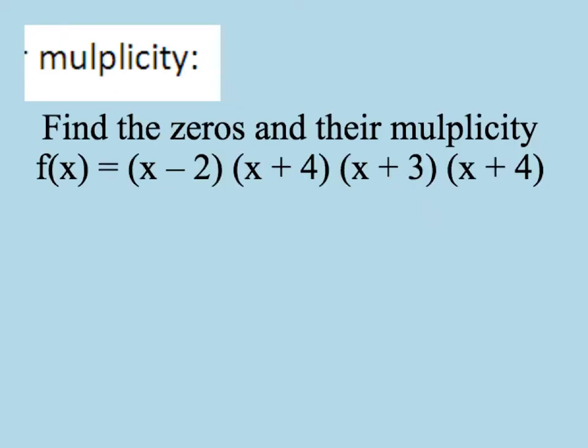For this problem, we want to find the zeros and their multiplicity. Multiplicity is when a zero occurs more than once, so how often a zero occurs. This problem is already completely factored for you. You will have to factor some of these, but first I want to find the zeros and their multiplicity.